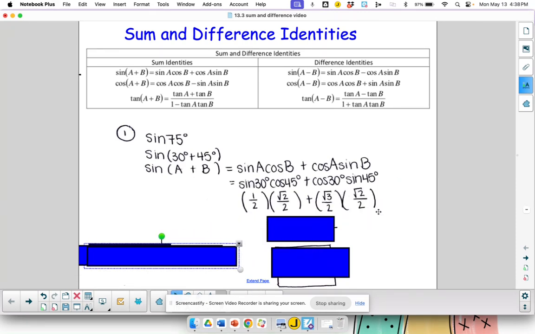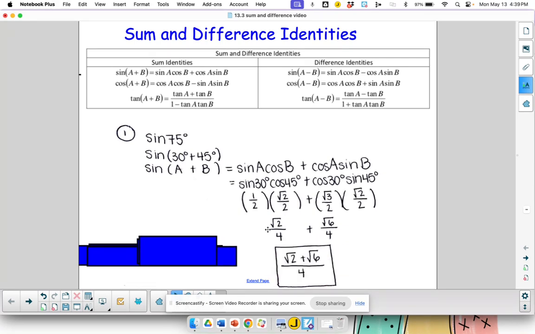Once you get all those values in, we're just going to multiply and then add. Now, if you had done this problem 45 plus 30, the numerator would have been reversed. It would have been root 6 plus root 2, and that is perfectly fine. That's the same final answer. Let's try another one.